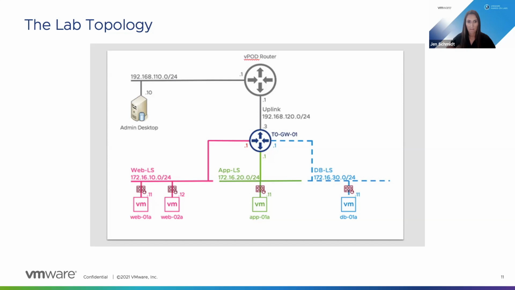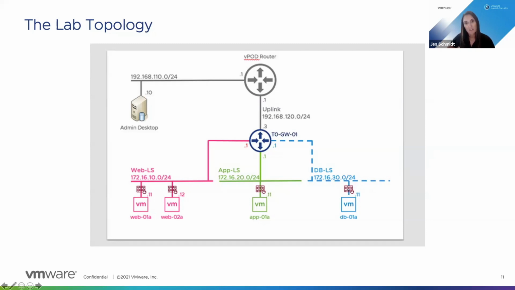And then for our NSX workshops, we have to manipulate the base vPod routers a little bit to get some of the NSX-T stuff working the way we need to. However, when the lab starts out, we already have a pre-configured T0 gateway, and connected to that T0 gateway, we have our web logical switch and our app logical switch.